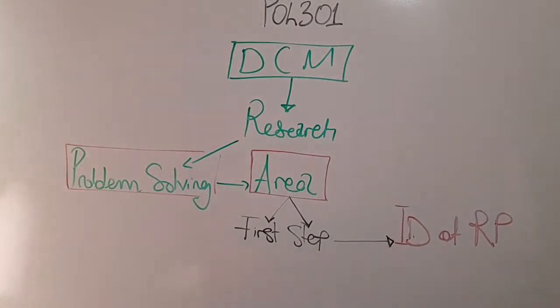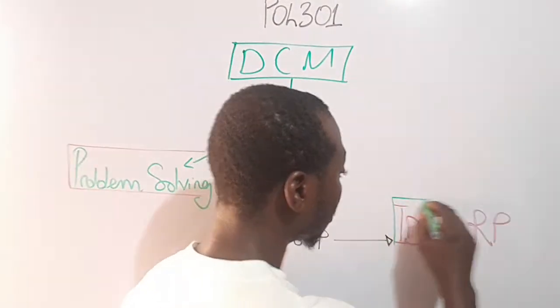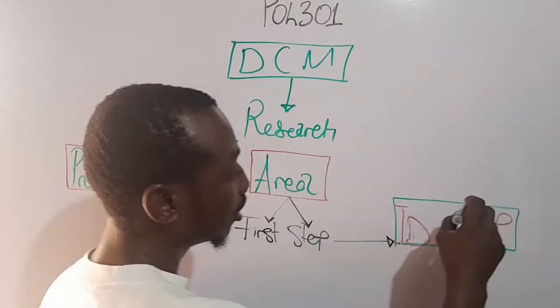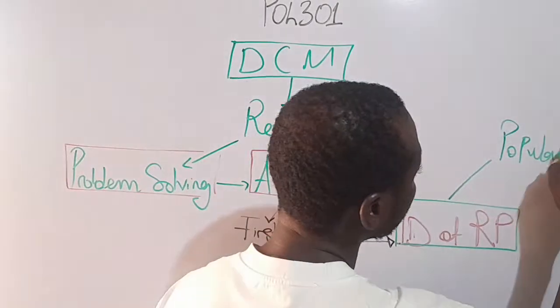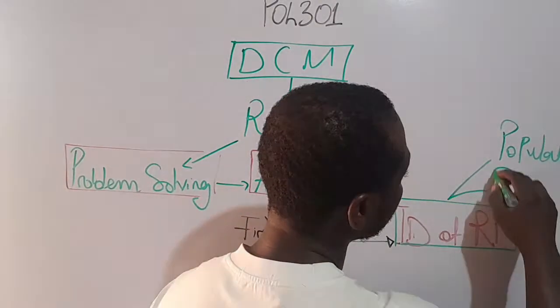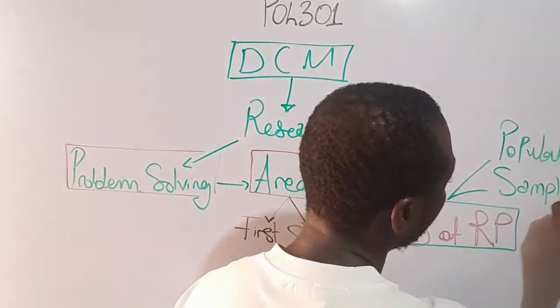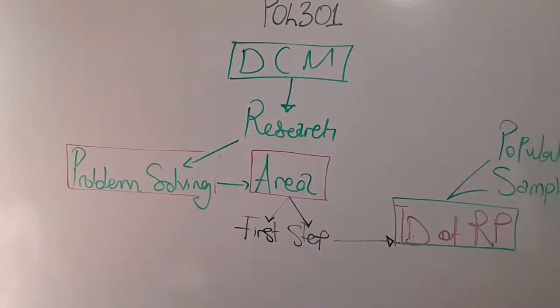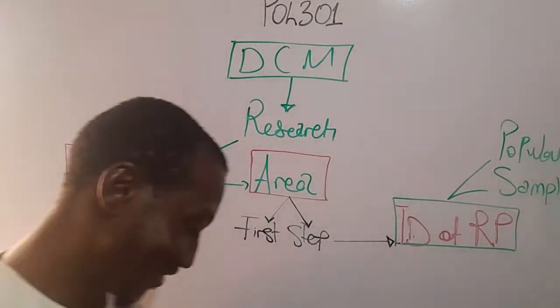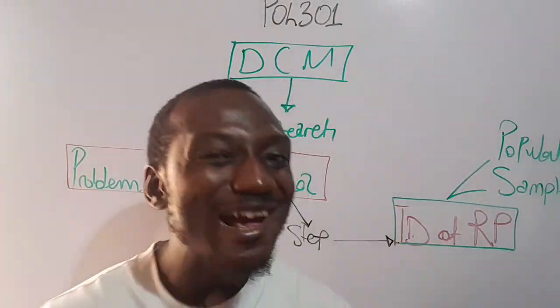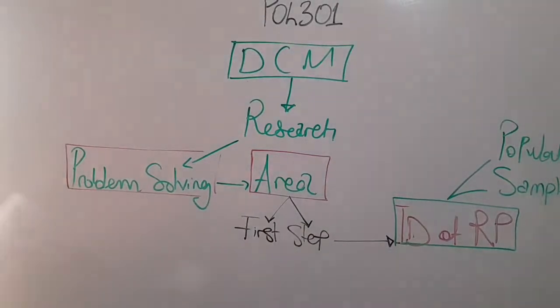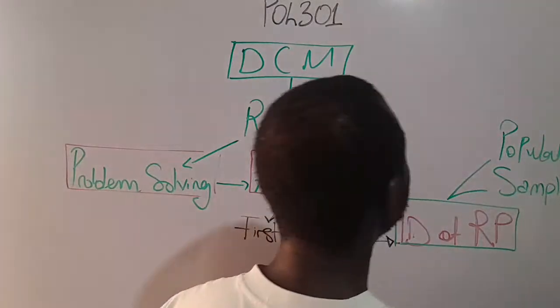In our last class, remember we said something about population and something about sample. Now, no matter what you are doing, no matter the research you are conducting, there's always a population. Now, what do we call this population? We refer to this population as the specific area.